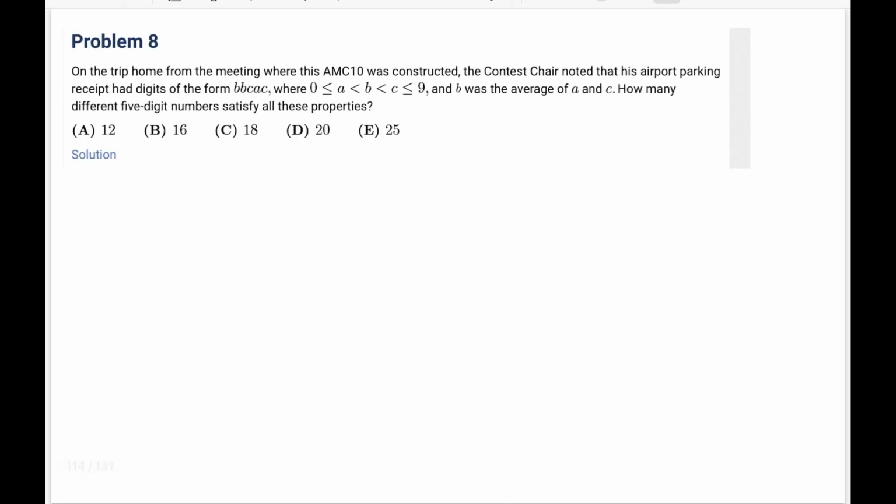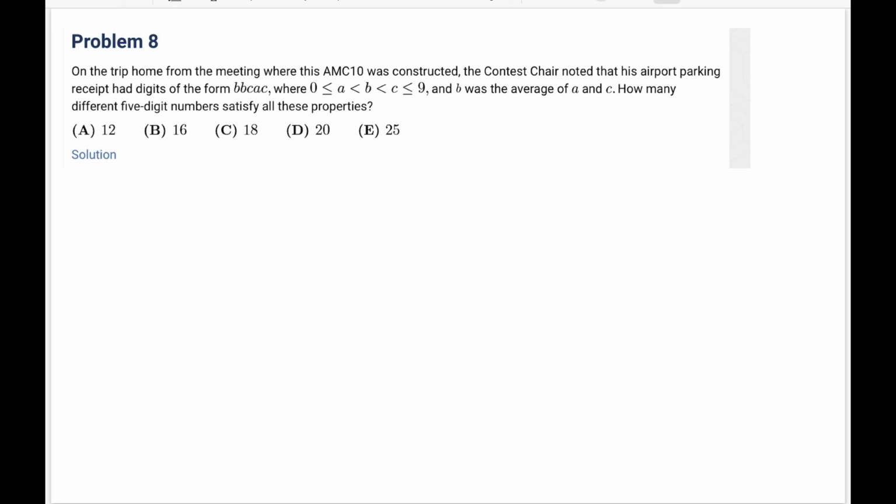Problem 8. On the trip home from the meeting where this AMC plan was constructed, the contest chair noted that his airport parking receipt had digits of the form B, B, C, A, C, where A, B, and C are different. A is the least, B is the second least, and C is the greatest, and they are all between 0 and 9. B was the average of A and C.